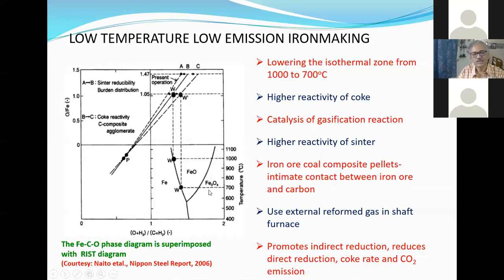But if you can reduce the isothermal zone, then the W point shifts to this, so the optimum line will be shifted here. So the curve will be much flatter. That means your coke rate will decrease, right? So you can decrease the coke rate by reducing the isothermal zone temperature. Now this is very interesting, but how can you reduce the isothermal zone temperature?